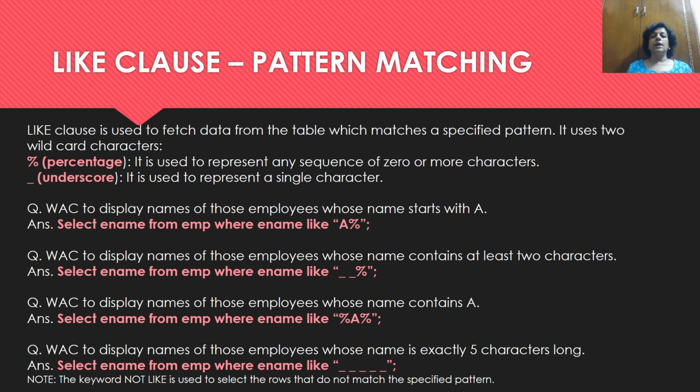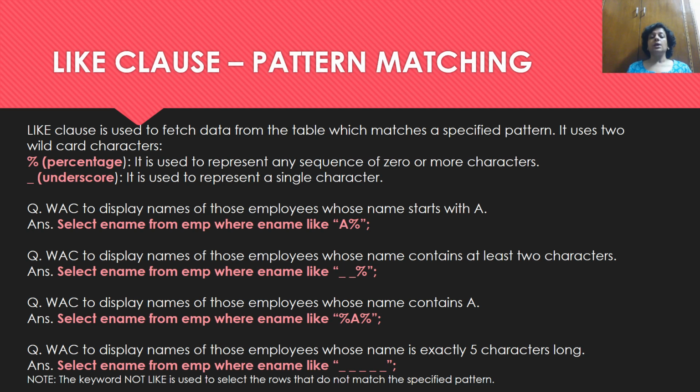Like clause. Like clause is used to fetch data from the table which matches a specified pattern. It uses two wildcard characters. Percentage. It is used to represent any sequence of 0 or more characters. Underscore. It is used to represent a single character. So, command to display names of those employees whose name starts with A, it would be select ename from M where ename like A percentage. A percentage should be enclosed in double quotes.